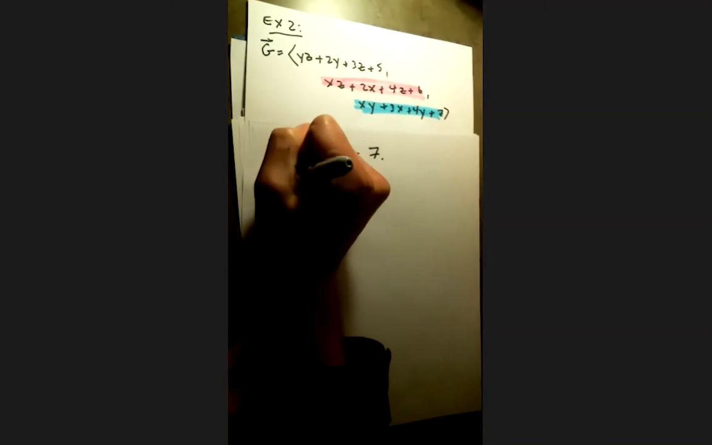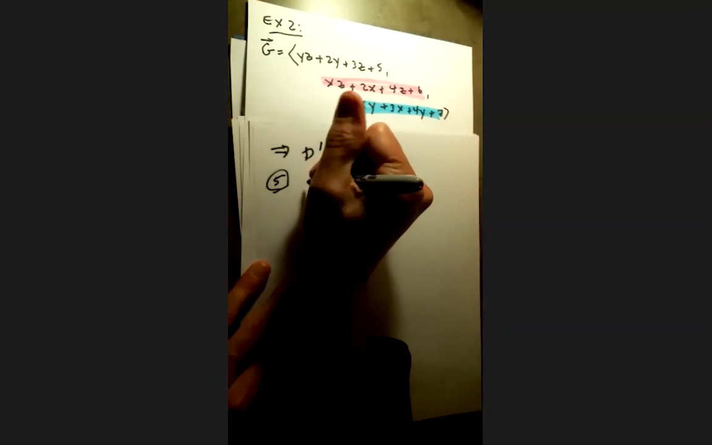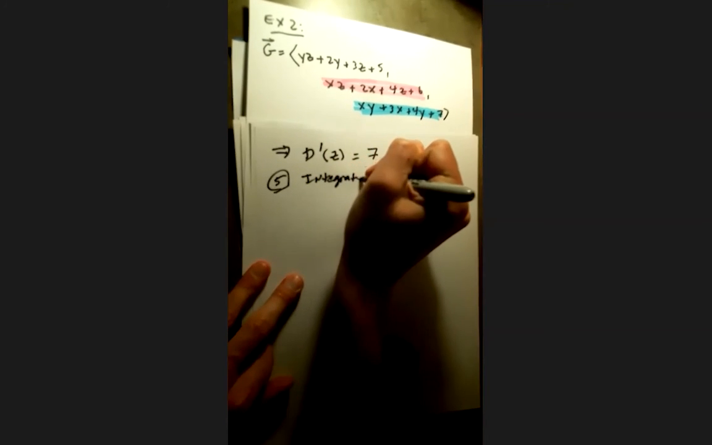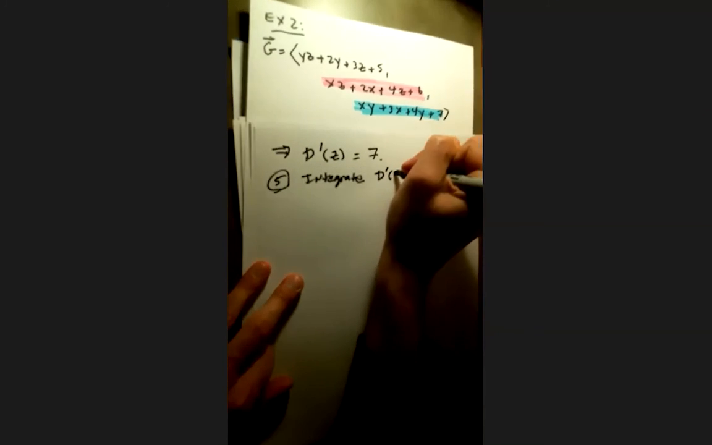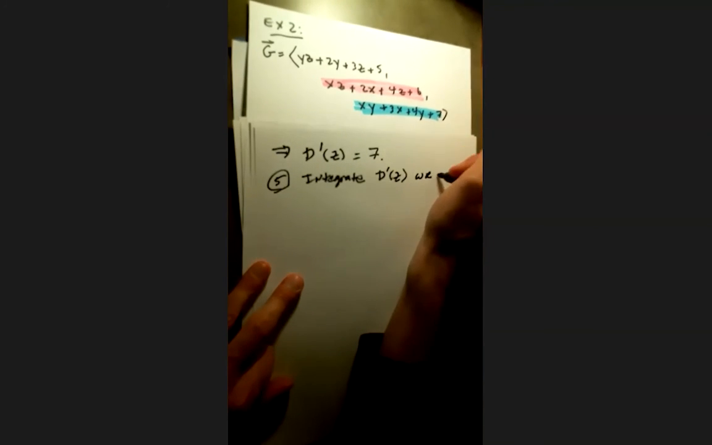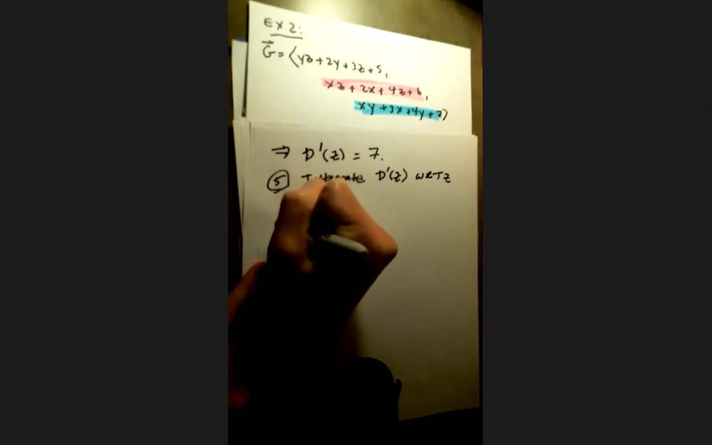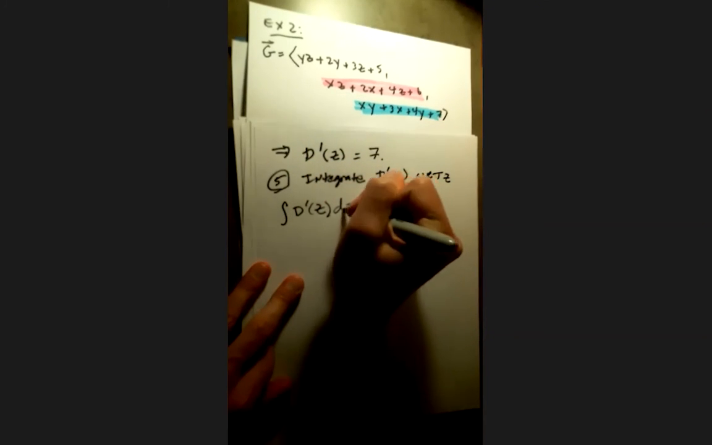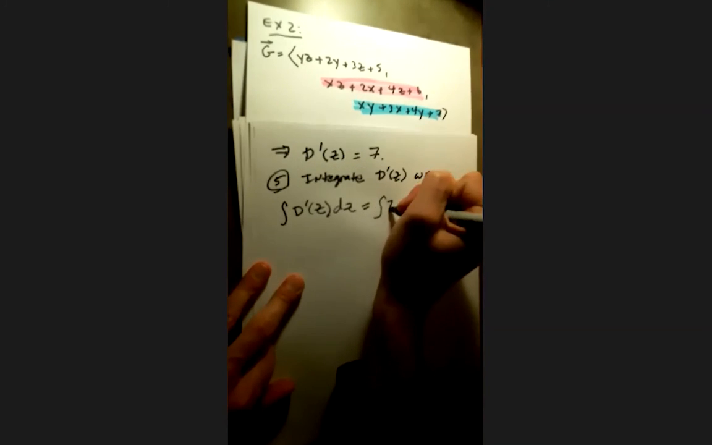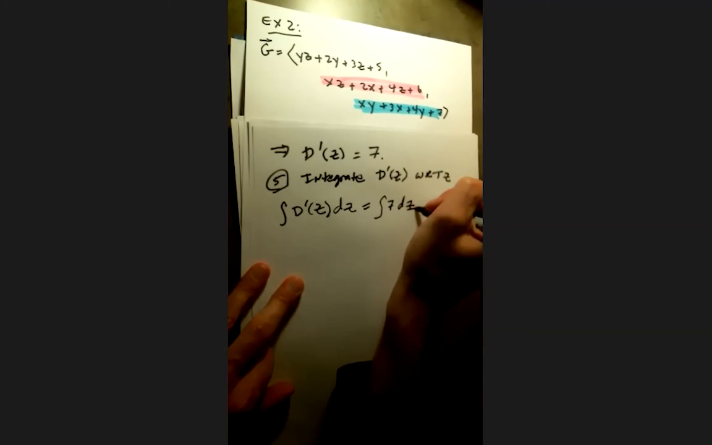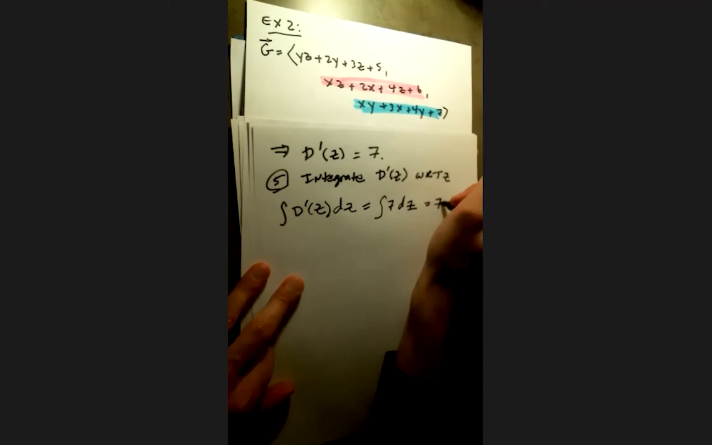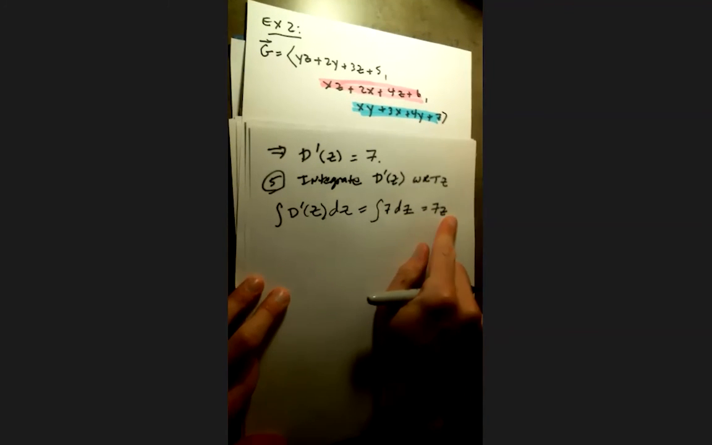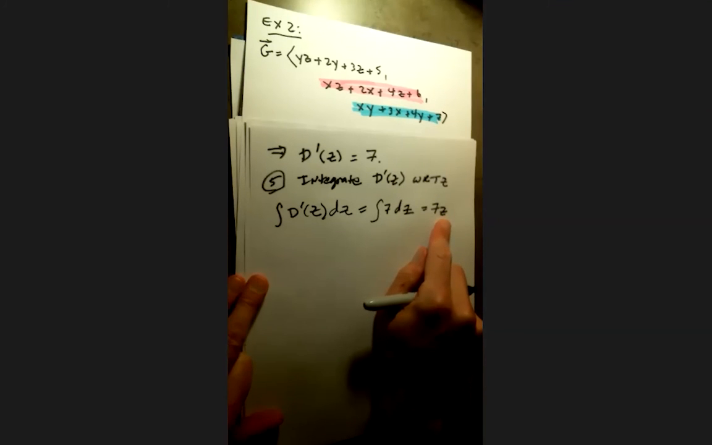So last step, we need to integrate d prime of z with respect to z. So we'll get the integral of 7 dz, which would be 7z. We talked about it after the last example that we don't need to include the true constants of integration, so we'll just leave it at 7z.